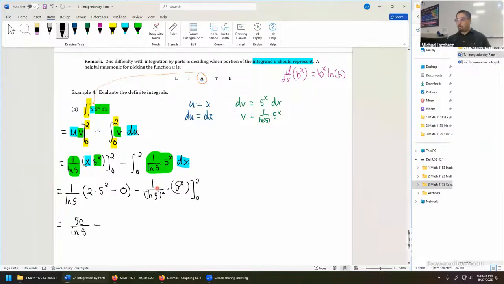minus, here a little bit more going on. Let me copy that constant out. 1 over natural log 5 squared times, this is 5 to the power 2 minus 5 to the power 0, which is not 0. So this is a 25 minus 1 altogether. So just a glorified 24 where the red dot is. So the answer ends at 50 over natural log 5 minus 24 over natural log 5 squared.